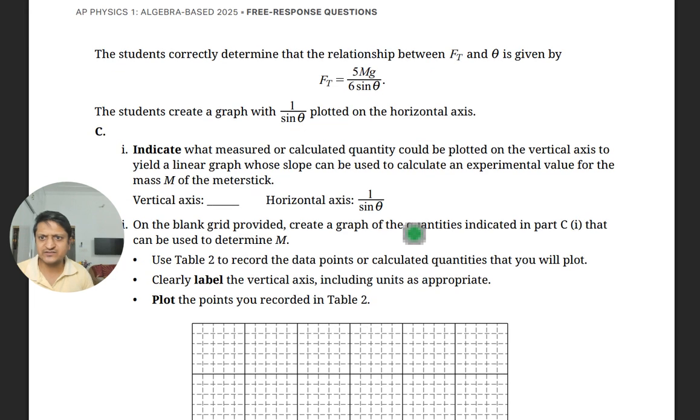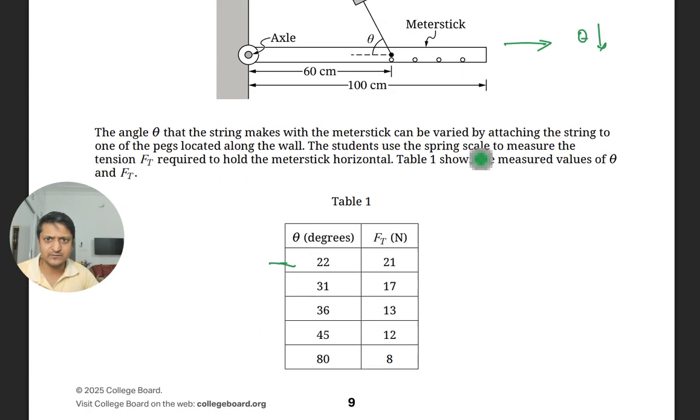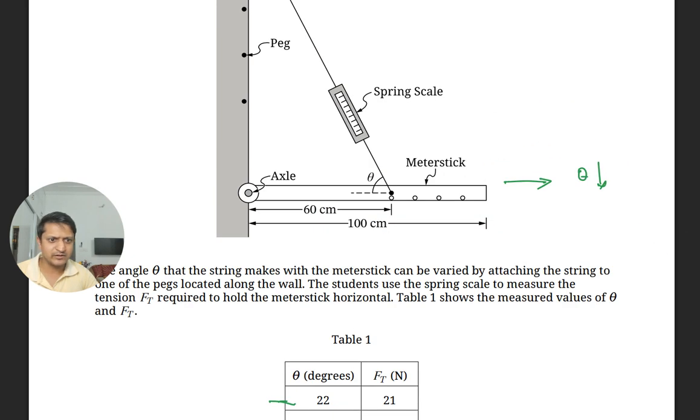So it says that the student correctly determined the relationship between Ft and theta, which is given by this. The student created a graph with 1 by sine theta plotted on the horizontal axis. So they have now drawn the graph. We can also, if you don't know, I'll just tell you where this is coming from. Just wait, because that's also important.